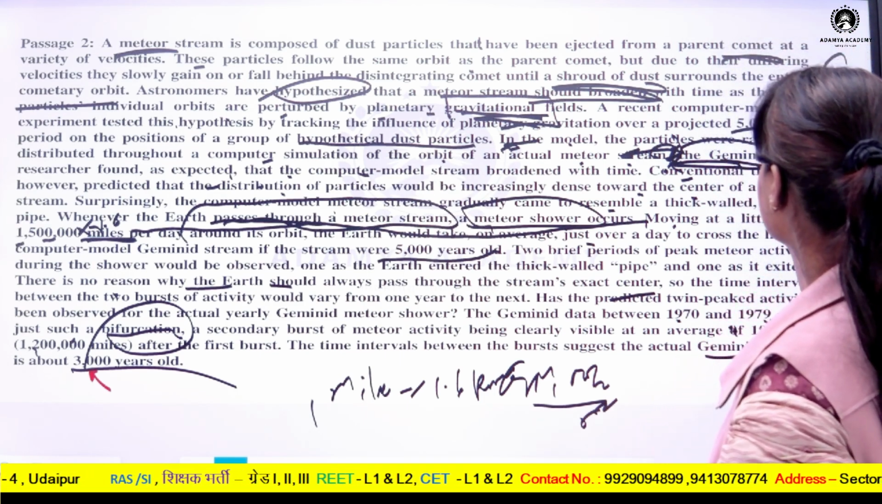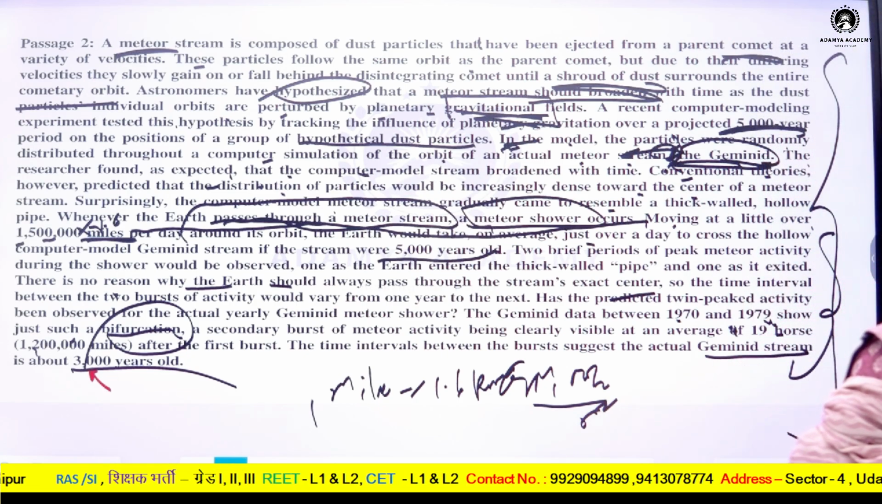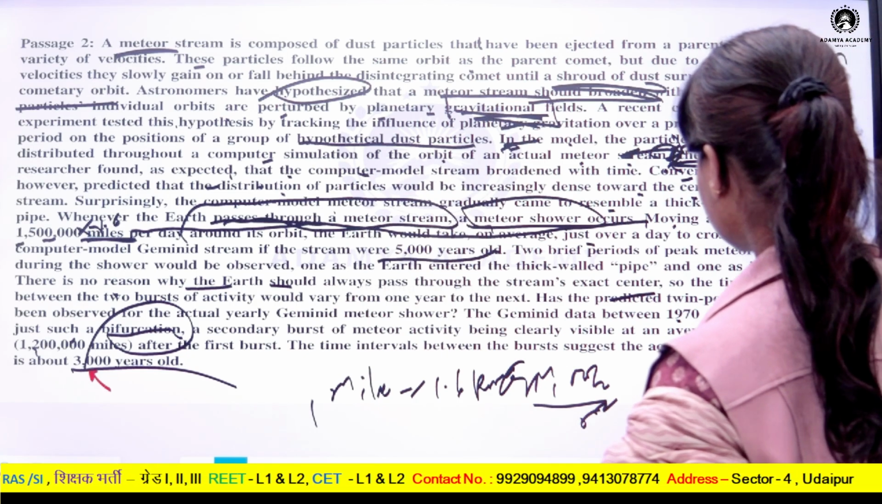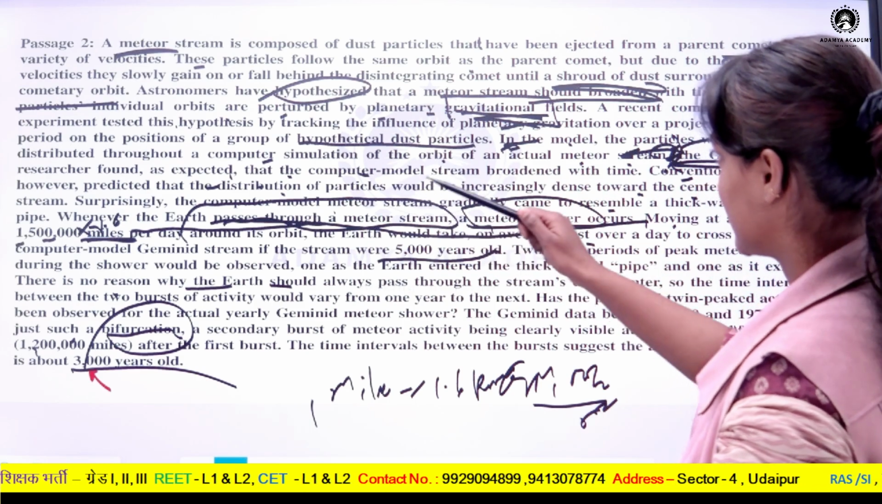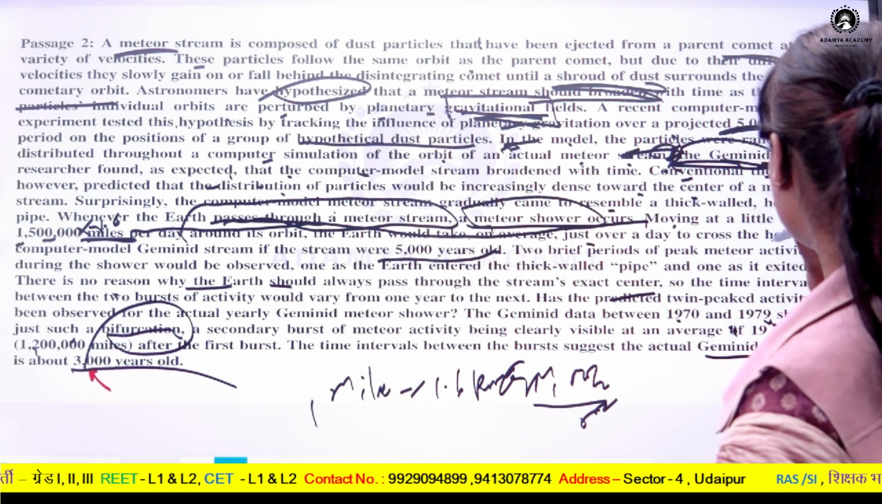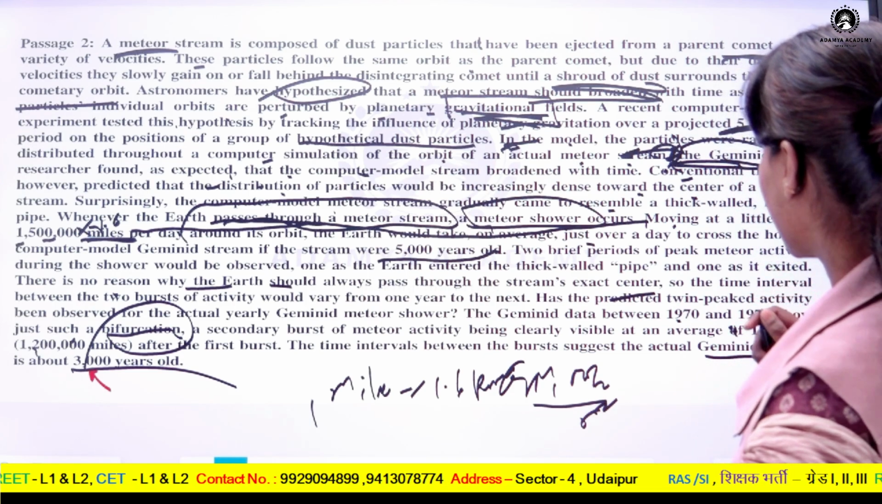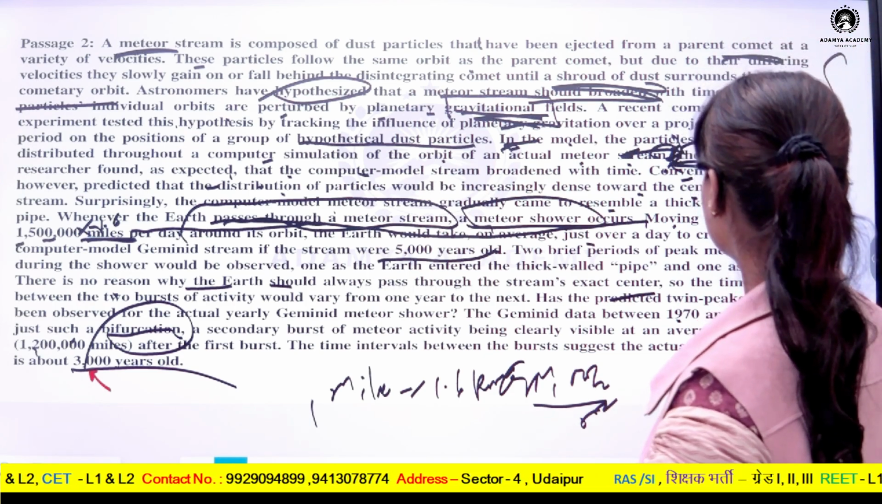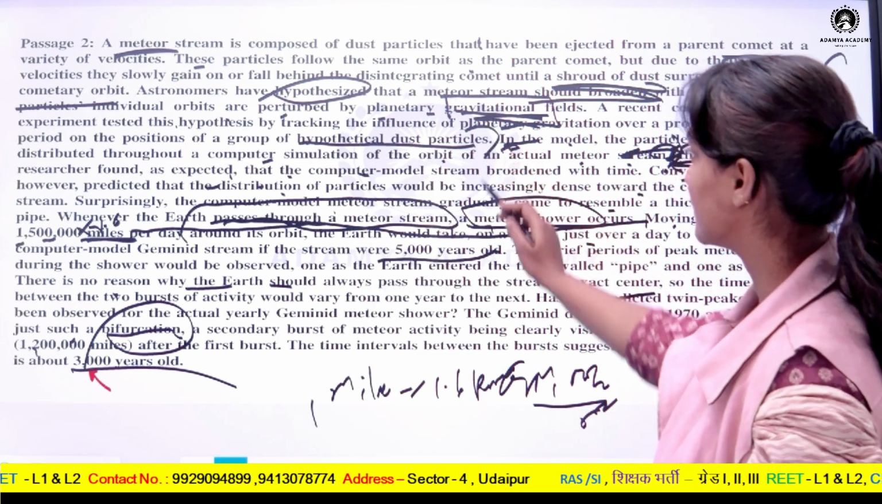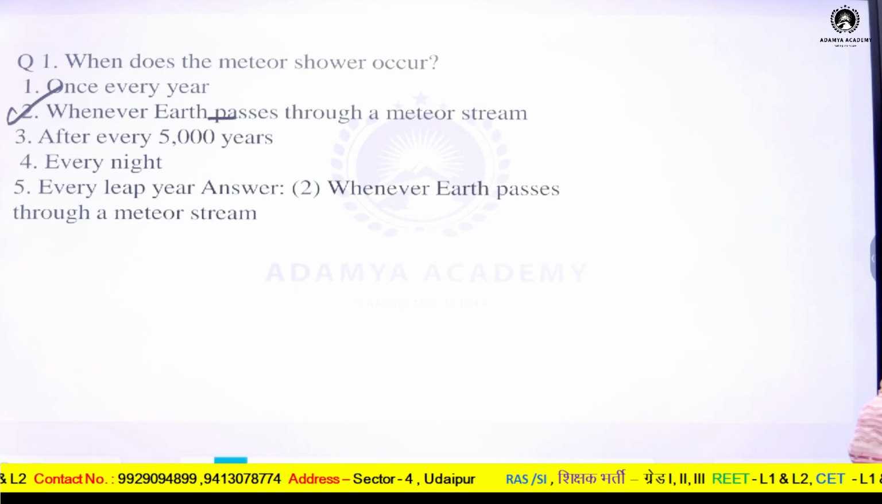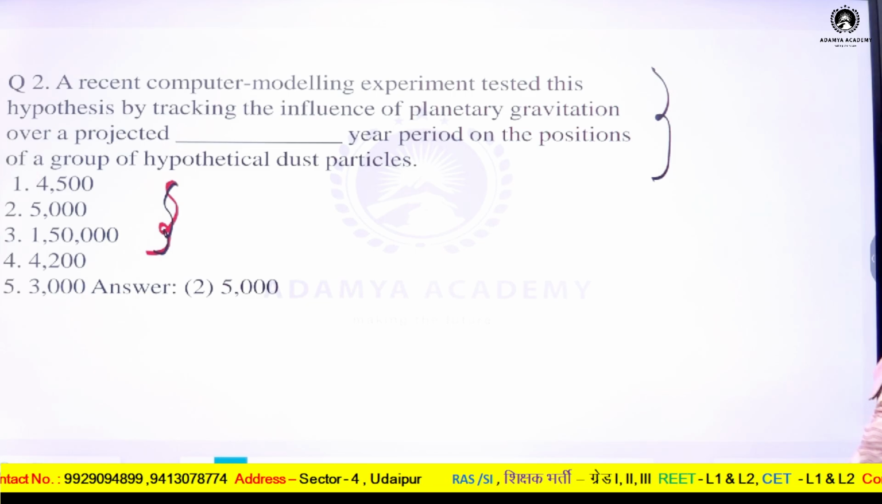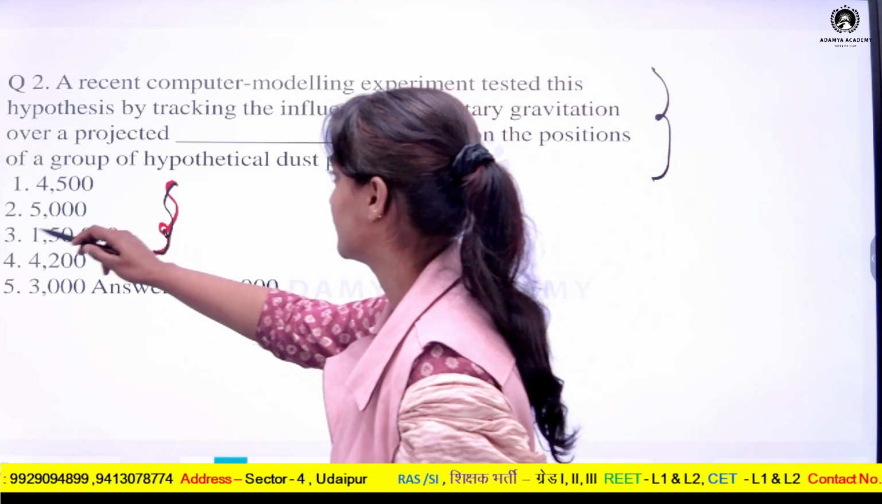So the answer is 5,000 years, because by reading this line, a recent computer modeling experiment tested this hypothesis by tracking the influence of planetary gravitation over a projected 5,000 year period on the position of a group of hypothetical dust particles. So this is exactly the same line which is being asked in the question. So the answer will be 5,000.